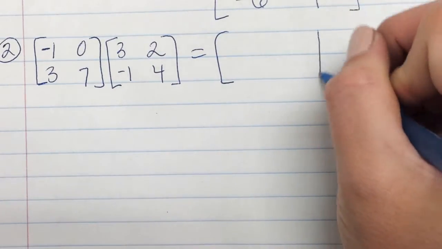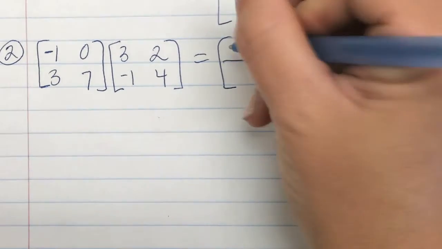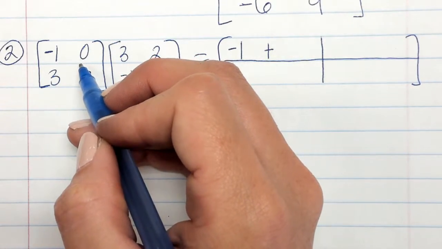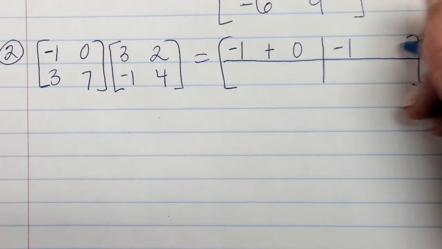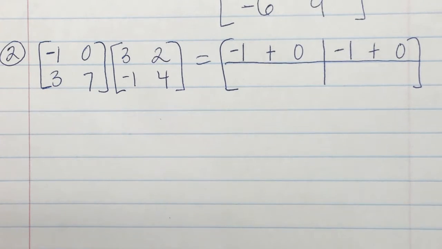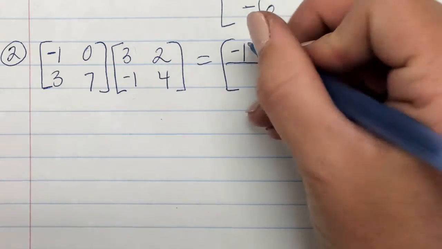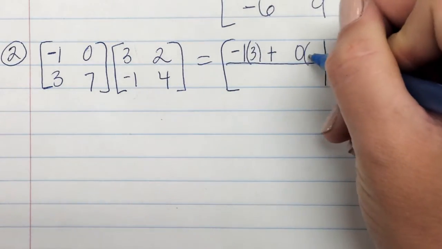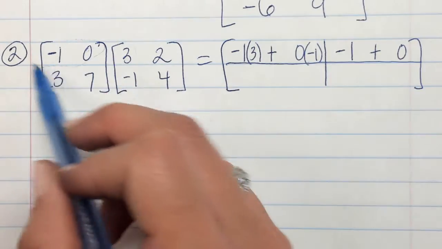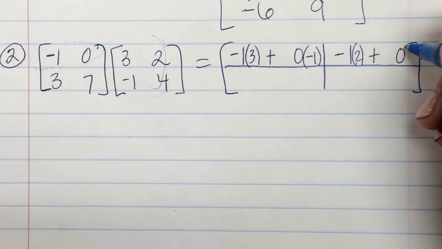Then tell me the first number in row 1. Still looking at the first row. This one's going to be 0, right? So I know it's going to be on both of these. -1 plus 0. Alright, now I'm going to multiply this row by what? Column 1. So -1 times what? And 0 times? Good. And this one, so I'm moving on to column what? 2. So it'll be -1 times plus 0 times? Good.